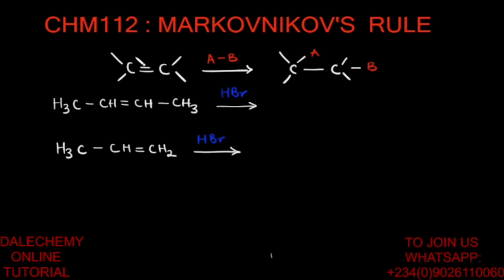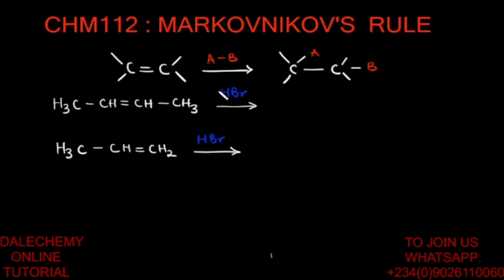So the A is going to join to this carbon and the B is going to join to this carbon, removing the double bond, turning it into single bond. Now there's possibility that this A will also go to the second carbon and the B will come to the first carbon. So where A will preferentially go and where B will preferentially add between these two carbons is what is predicted by this Markovnikov rule.